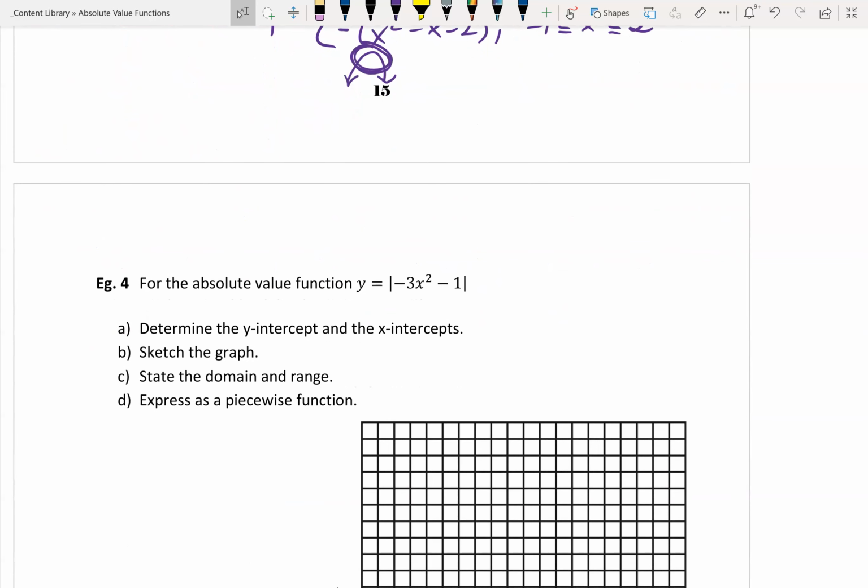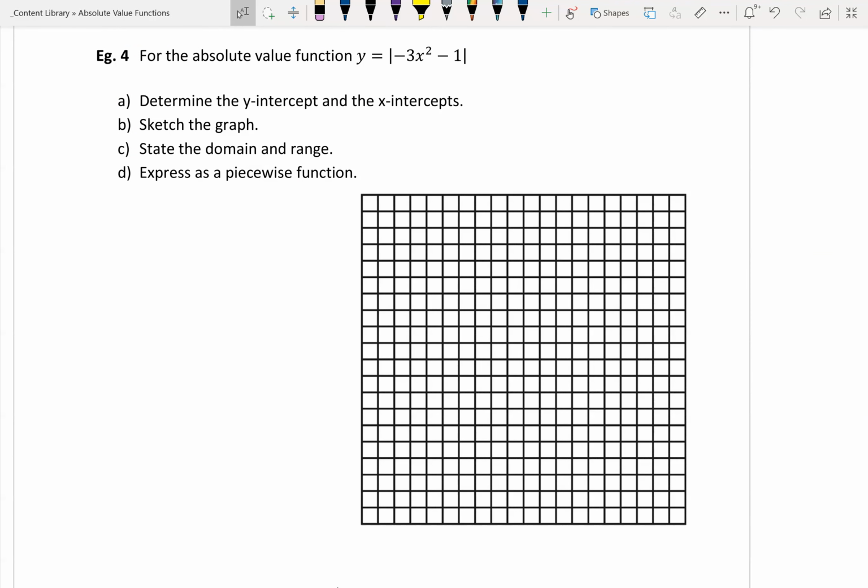For our very last example, I'm going to do this one with you. We're going to find the absolute value of -3x squared minus 1 and graph it. The first thing we're going to do is find our y-intercept. So I am going to set x to 0. Then we're left with the absolute value of -1, and this is 1.